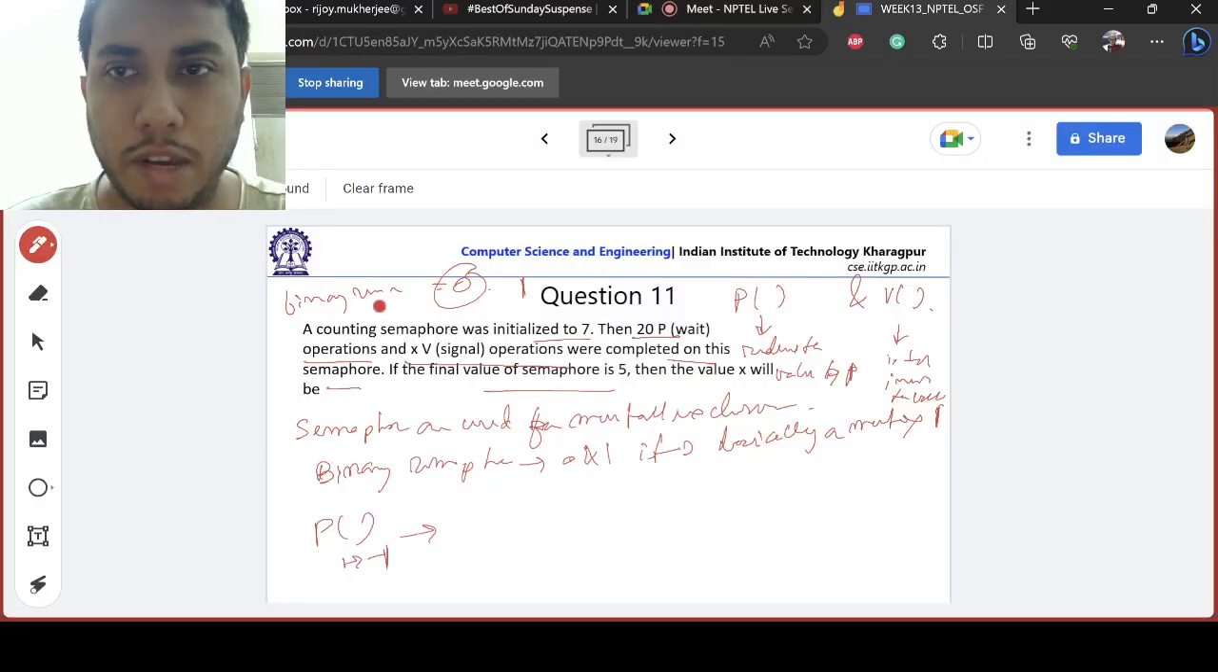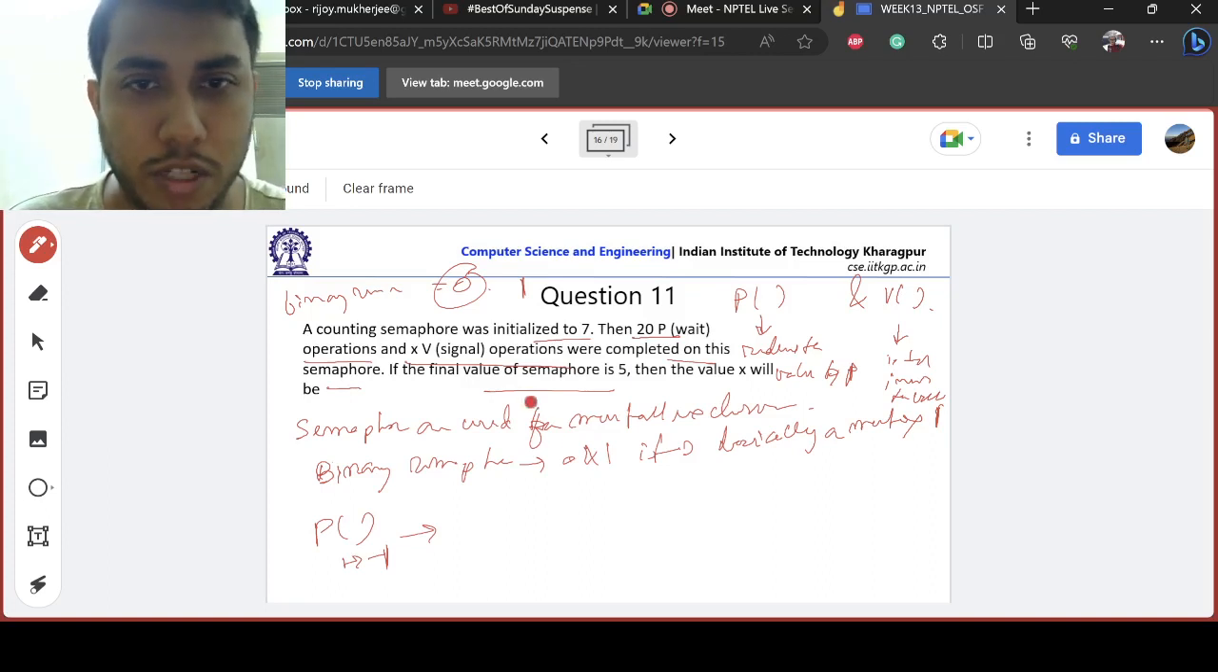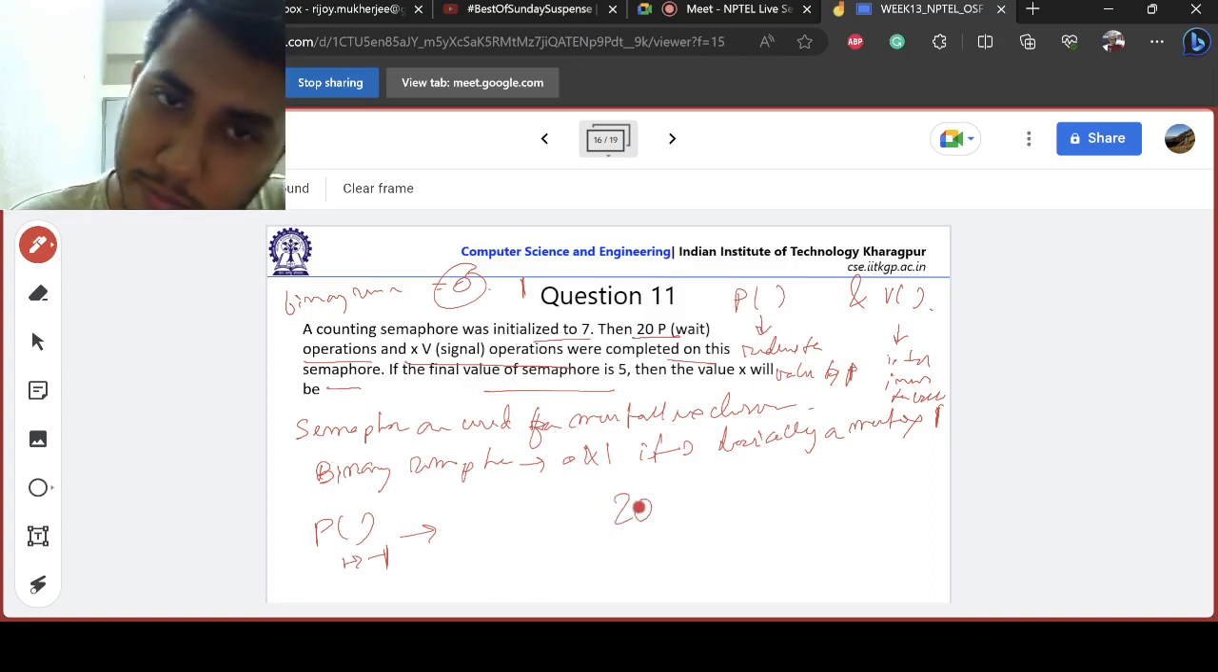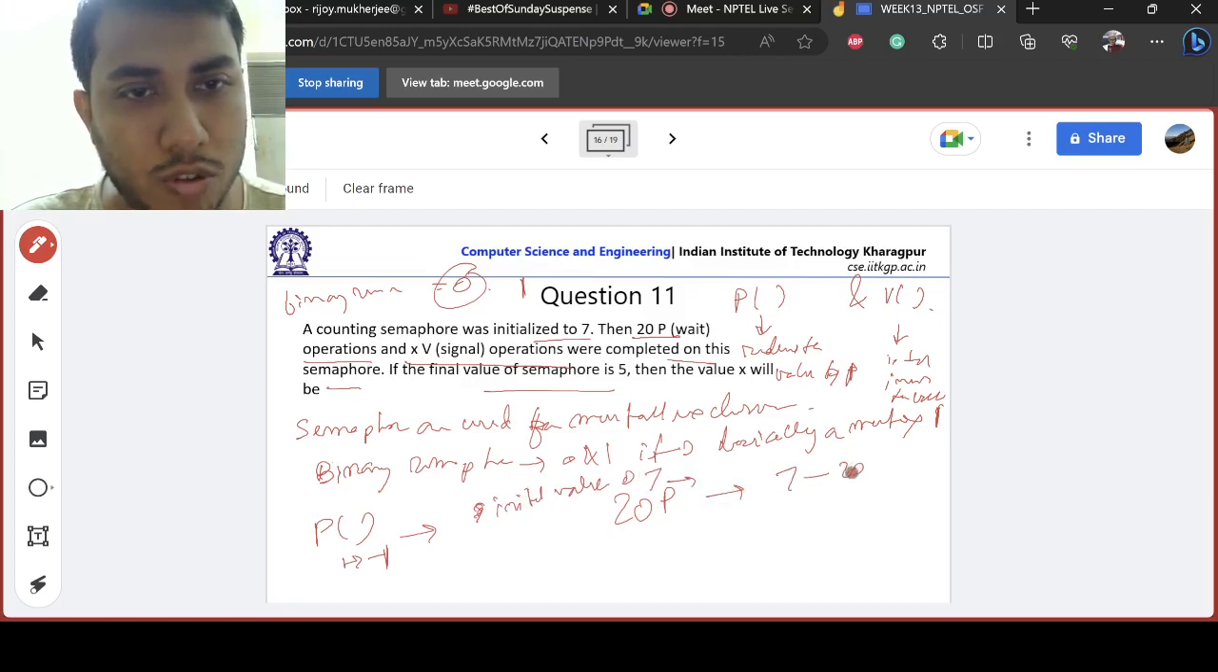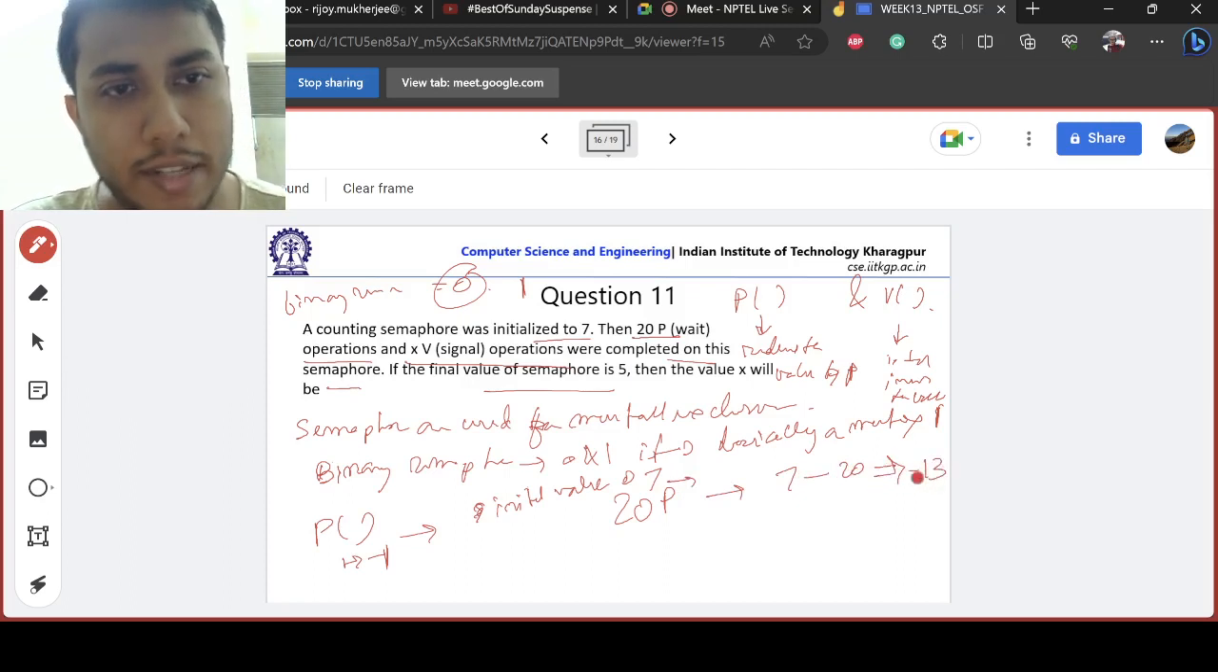So in this case, what we have been given is that the counting semaphore is initially initialized to 7, and then we perform 20 wait operations and x signal operations. So we do 20 P operations and x V operations. If the initial value is 7, then after 20 P operations, what will it be? 7 minus 20, that will be minus 13.